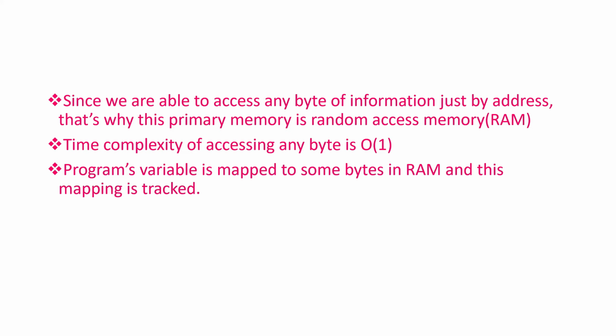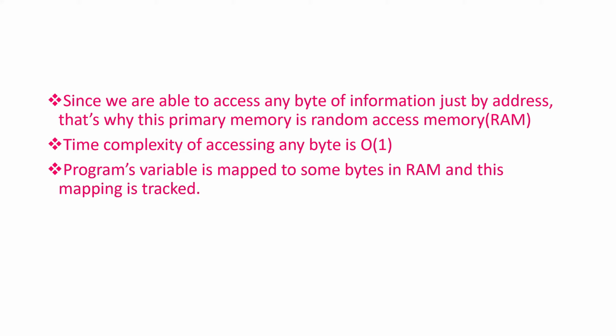Now understand this: since each byte has an address, it becomes easy to access any byte as per requirement. Thus, primary memory is called random access memory, because you can randomly access any part of your memory. Just a quick question: what would be the time complexity of accessing any byte? It is order of 1. When we say the complexity is order of 1, it means it takes a constant amount of time whatever the input size. Here you just need the address, and whatever the size of the memory, you will be able to access that byte quickly.